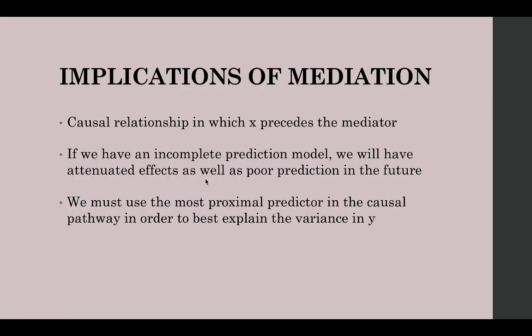So just to conclude with some implications of mediation, mediation really represents an alternative causal relationship in which X precedes the mediator in its influence on Y. And if we have an incomplete prediction model, we're really going to have attenuation of our relationships and poor prediction in the future, which are really the main goals of the GLM. And we must use the most proximal predictor in the causal pathway in order to best explain variance in Y.